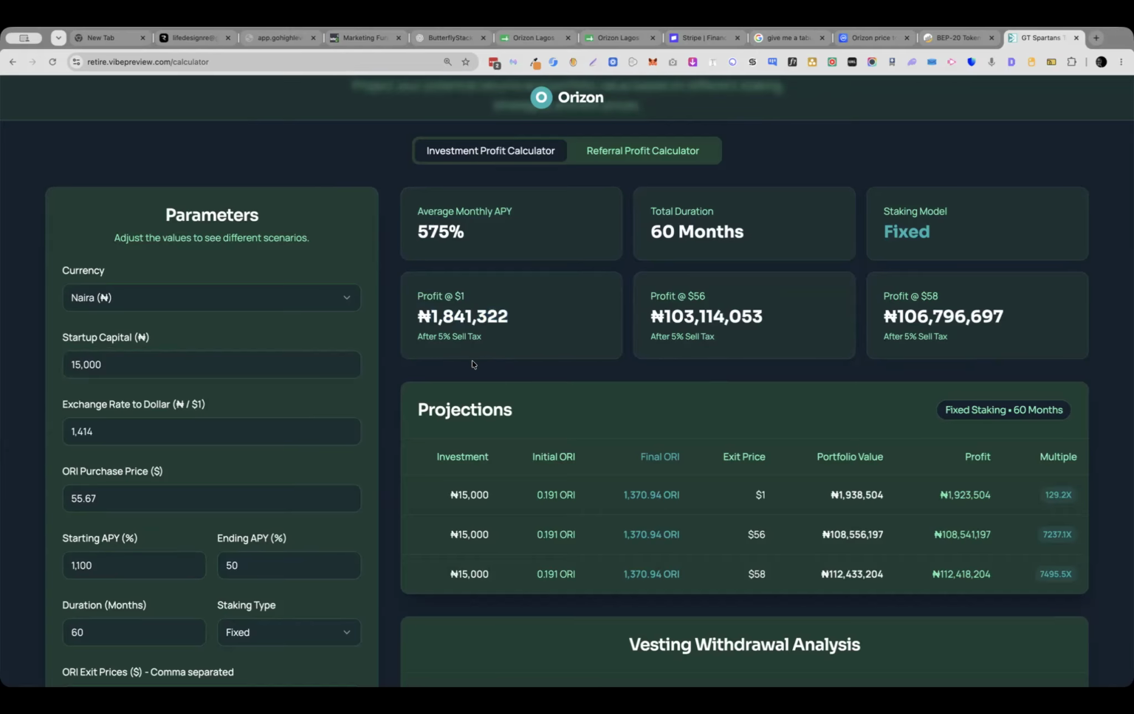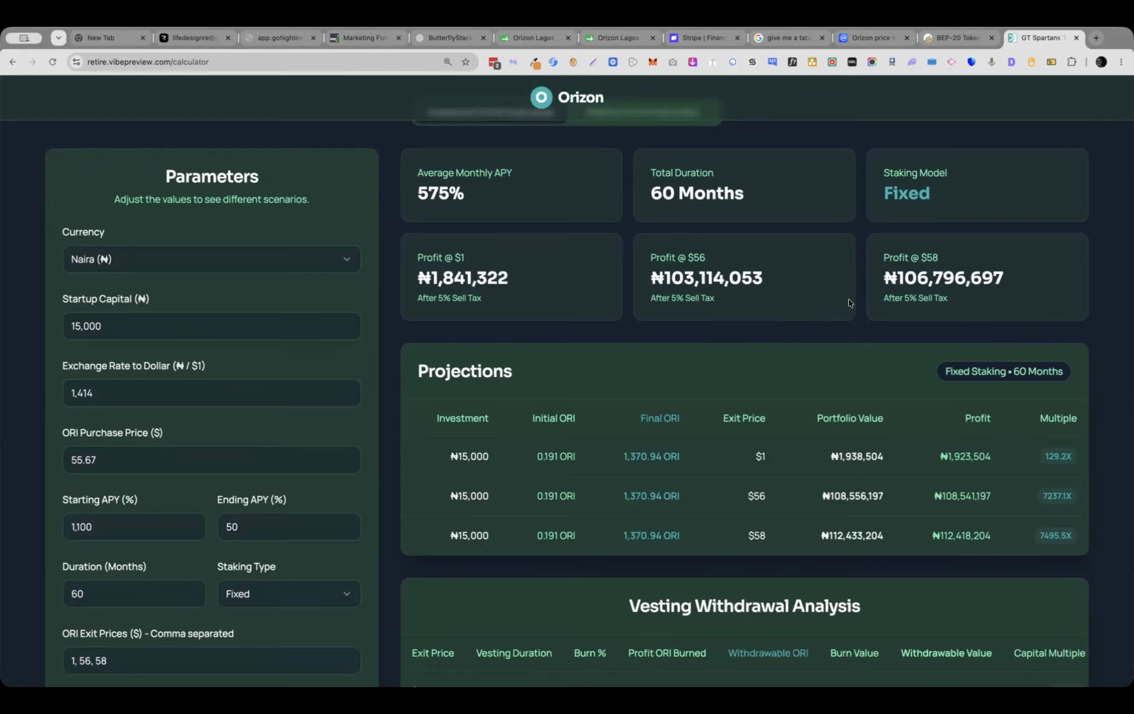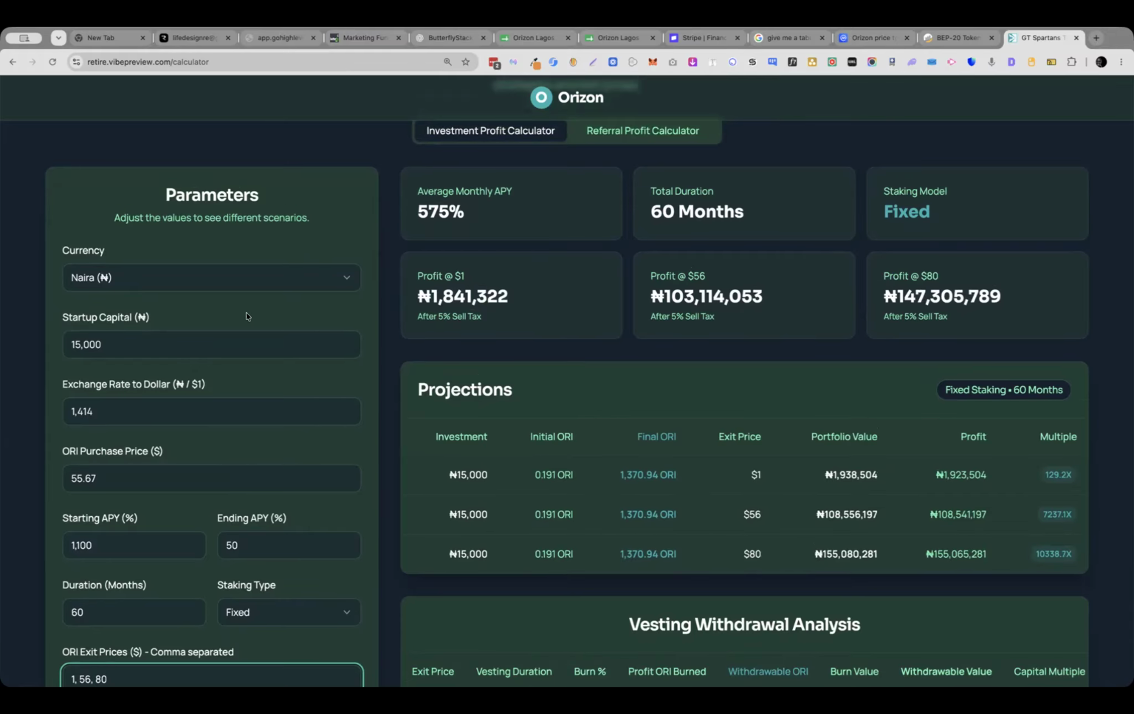What if this project maintains a strong price? I've not done a calculation of the price exceeding 58, because the vision of this project is not to pump the price. At the most, their goal is that the price should not exceed $80. So at $80, you can be making 147 million from your 15K.